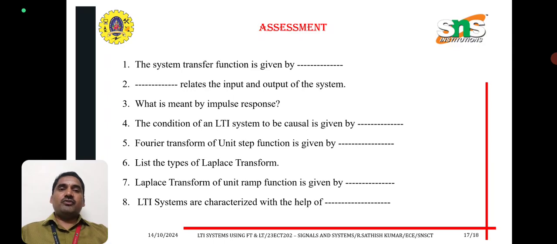Fourier transform of unit step function is given by x of f is equal to 1 divided by j 2 pi f. List the types of Laplace transform. It can be divided into two types, unilateral Laplace transform and bilateral Laplace transform. Laplace transform of unit ramp signal is given by x of s is equal to 1 by s square. LTI systems are characterized with the help of differential equations, block diagrams, transfer functions, etc.